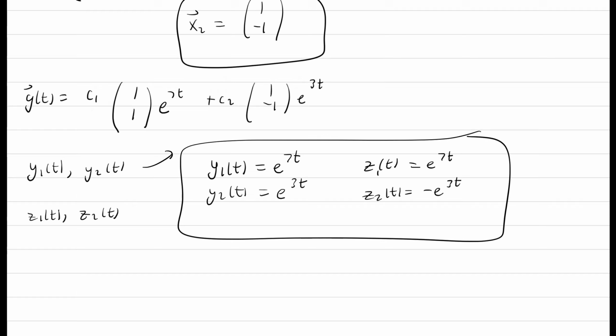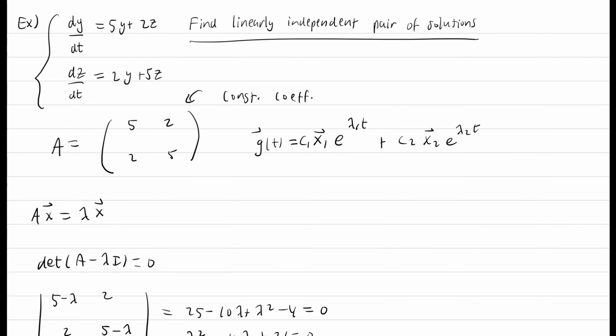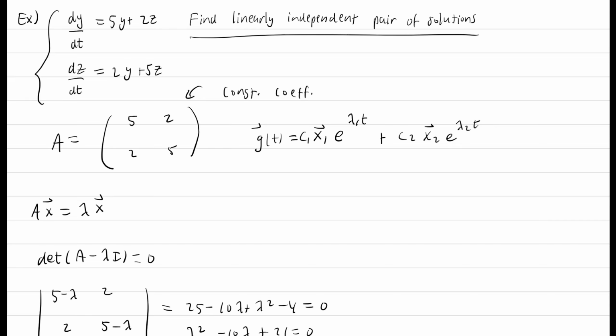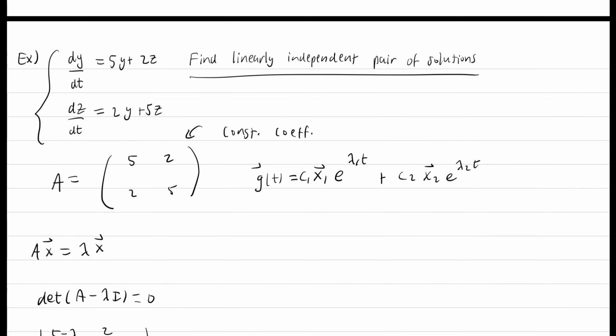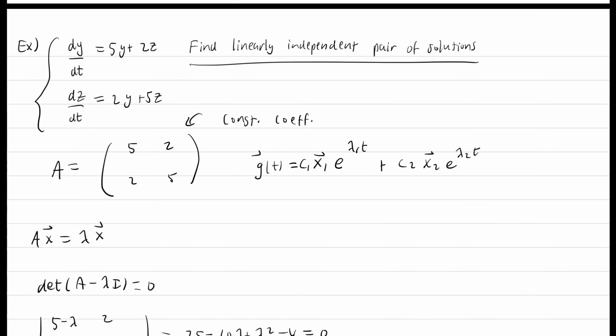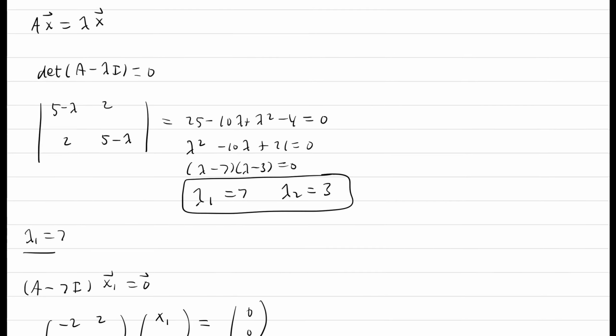Again, you can use free constants in front of each solution for y and z. And additionally, you could also call these y and these z. It doesn't matter because, again, all we're looking for is a linearly independent pair of solutions. So that was just a brief, nice and easy example of how to find linearly independent solutions to a system of constant coefficient differential equations.